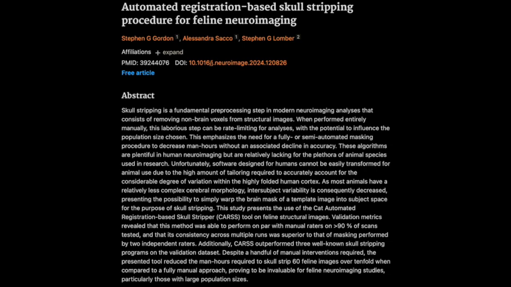I couldn't agree more. And as technology continues to evolve, I have no doubt we'll see even more sophisticated tools emerging, further pushing the boundaries of what's possible in veterinary neuroimaging. It's an exciting time to be in veterinary neurology.